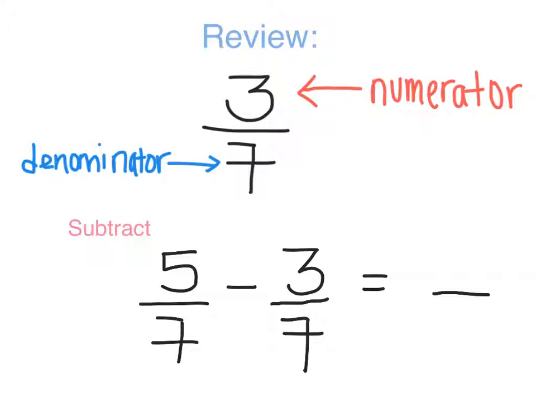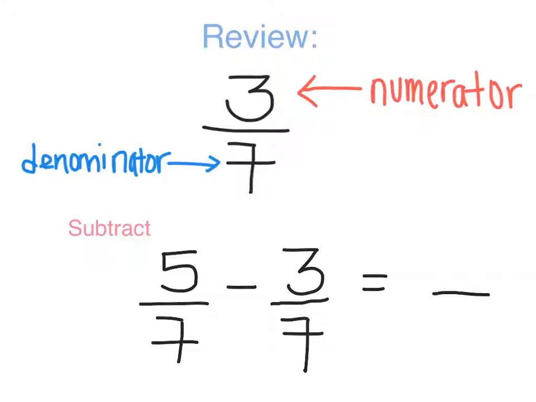So, for a little review, we are going to look at the fraction 3/7. For this fraction, the numerator is always on the top and represents a part of the whole. And the denominator is the whole and is always on the bottom.